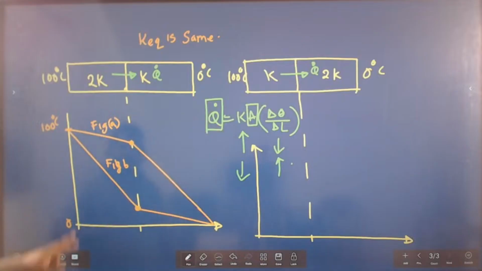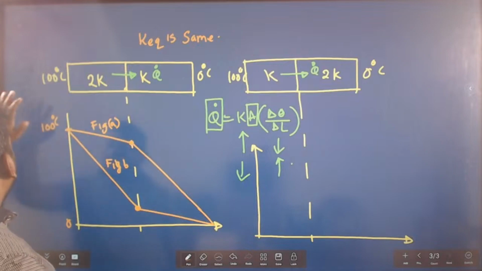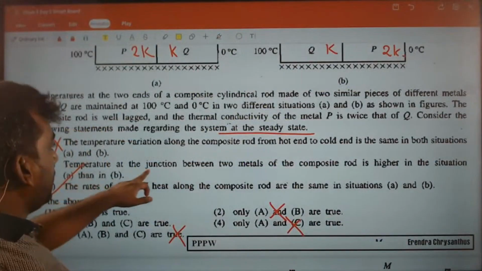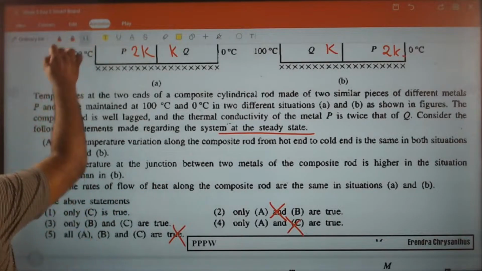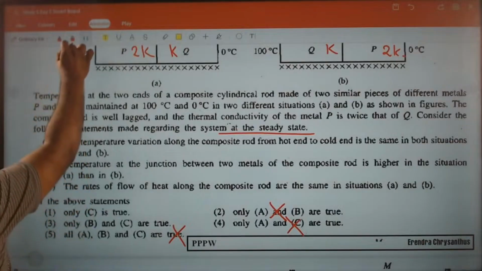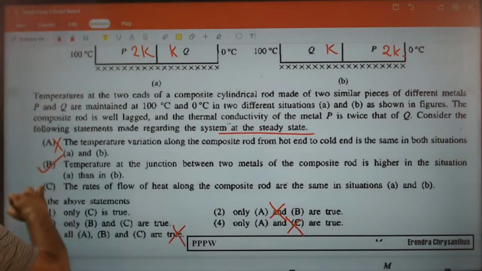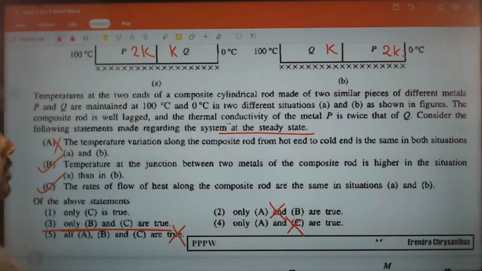Oh, sorry. Again the question: figure A is higher. Yes, correct. If they are asking higher temperature, yes. This is correct. Higher temperature, rate of flow of heat same. B and C are correct. So the temperature at the junction between two metals is higher in situation A.